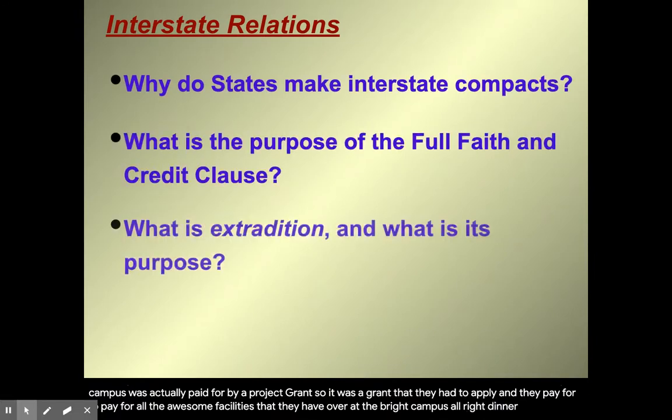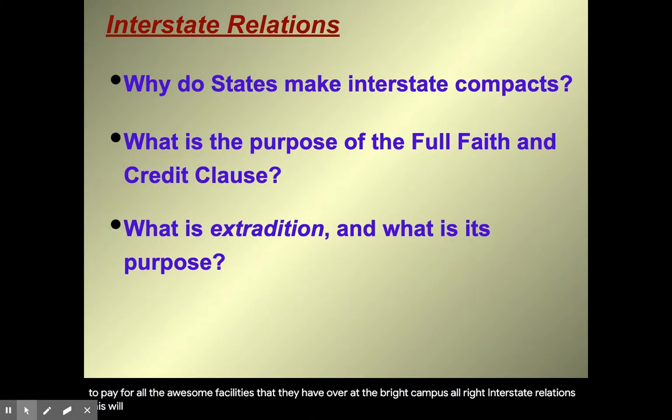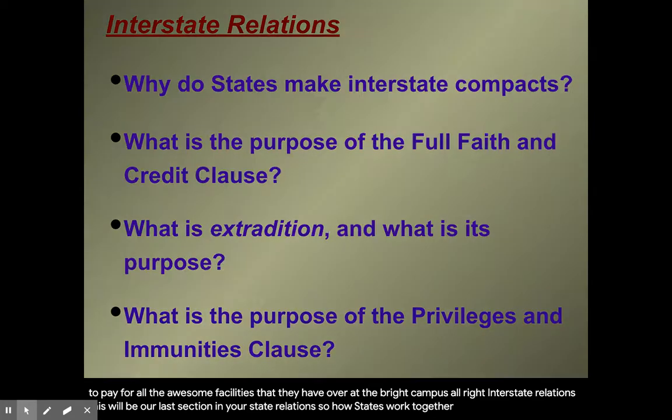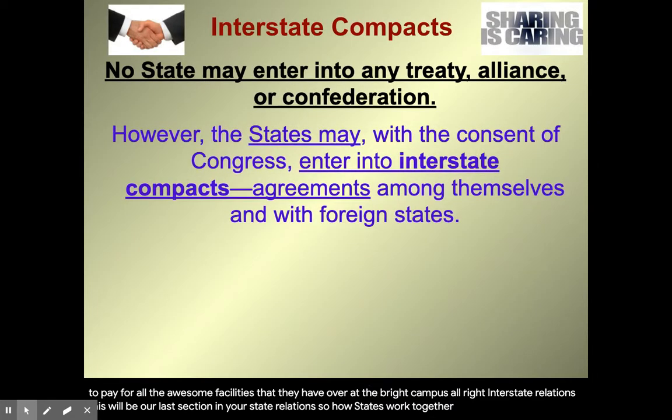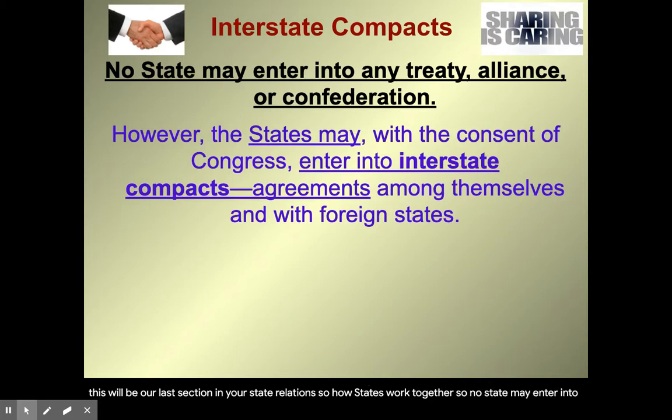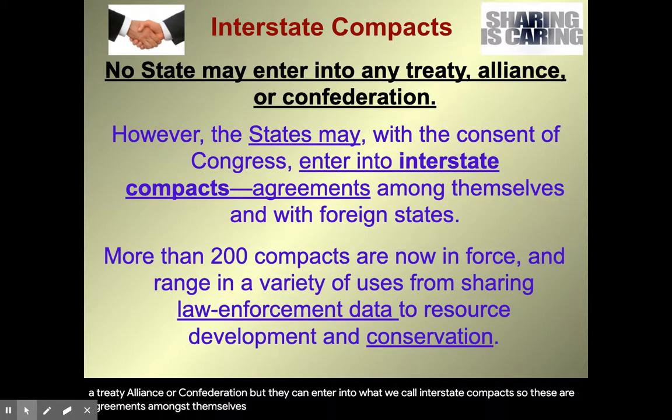All right, interstate relations. This will be our last section, interstate relations. So how states work together. So no state may enter into a treaty, alliance, or confederation, but they can enter into what we call interstate compacts. So these are agreements amongst themselves.